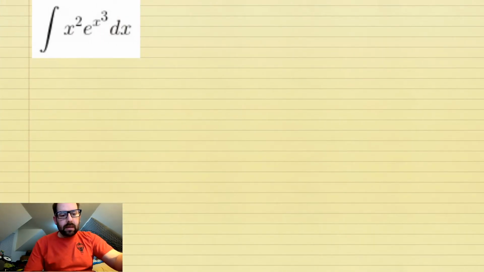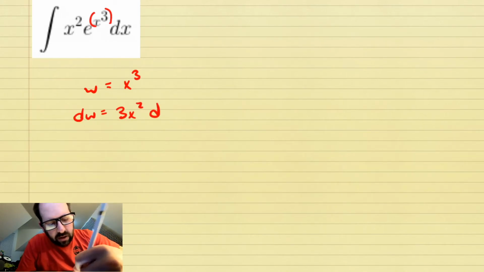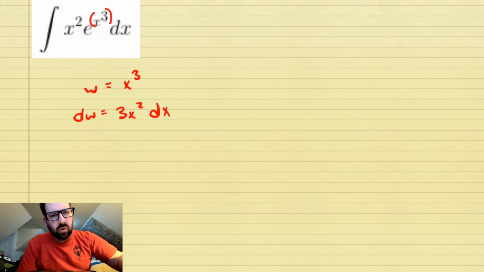9, 10, 11? Okay, so in this one, just like before, I'm going to say my w is the x to the third. That's the part in the parentheses here. The dw part will be the 3x squared dx, because that's the normal derivative rule. You drop the power up front, subtract 1. And so everything's accounted for except for this 3. This 3 is not accounted for. You can see on the original problem, there is no 3 here.